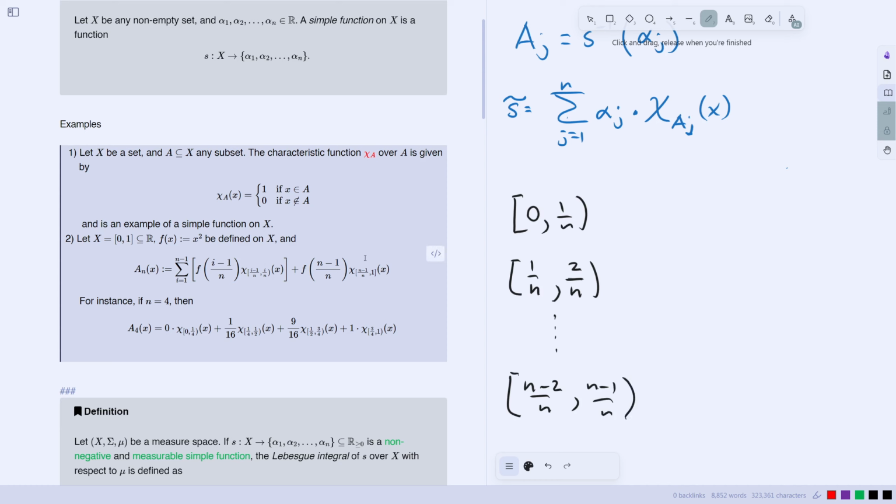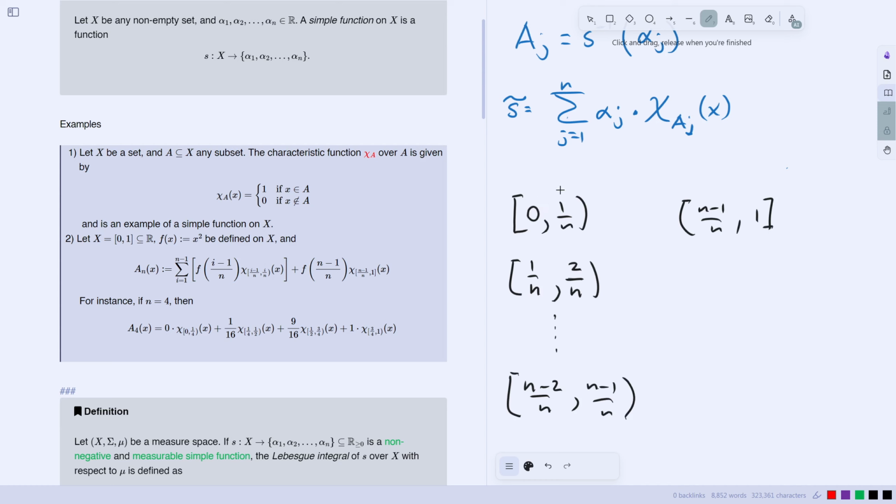Okay, but now we can't forget about this guy over here. We have the closed interval n minus 1 over n to 1. What purpose does this term serve? We can't write everything under this one summation because we're always excluding the right endpoint. But we're talking about the closed interval from 0 to 1. So to include that endpoint, we're adding this extra term out here on the right. That last interval is n minus 1 over n to 1.